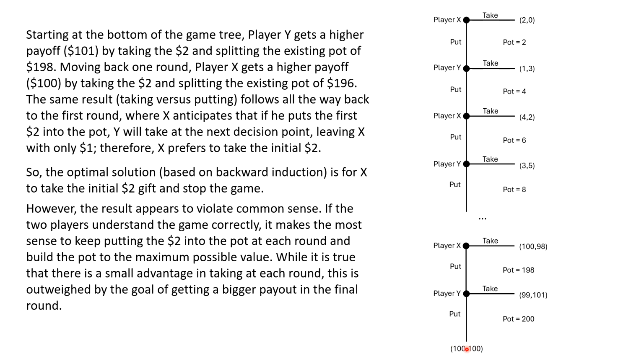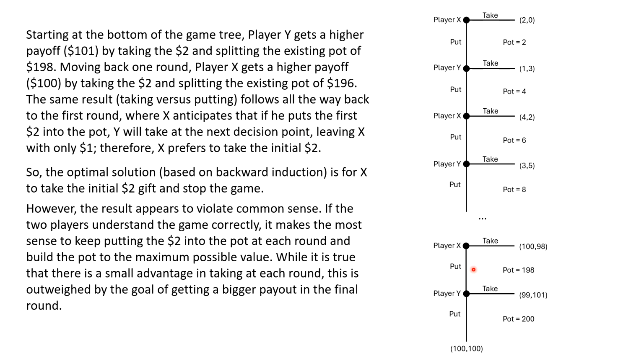Okay, so as you know, backward induction works from the bottom. So starting at the bottom of the game tree, player Y gets a higher payoff, 101, by taking the $2 that's inserted and then dividing the 198, so that would be 99. So each player would get 99, and then player Y would get the $2 added. So it would make sense for player Y to do a take here and not let the game go to this 100-100 solution at the end.